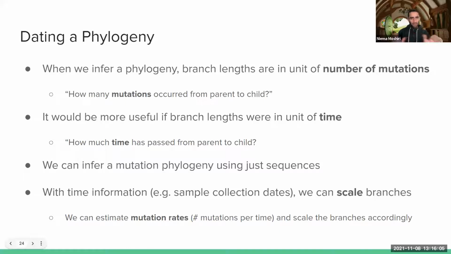Okay. So does the computational problem here make sense? What we're trying to do is basically, for each of our branches, we know how many mutations occurred, and we want to overlay time information to actually estimate how much time has occurred instead. Does that make sense?